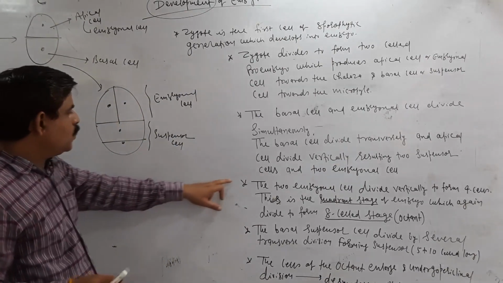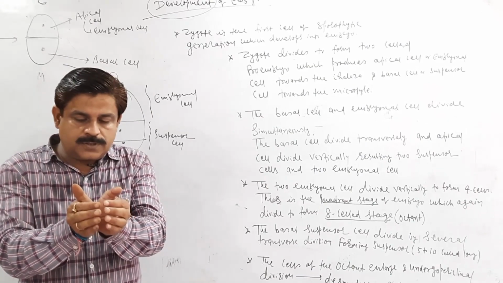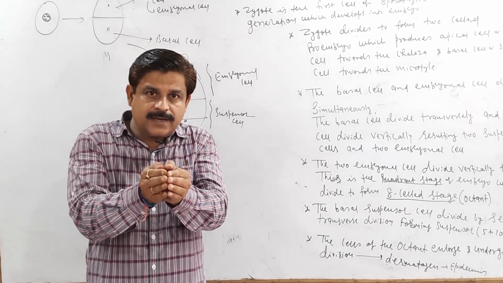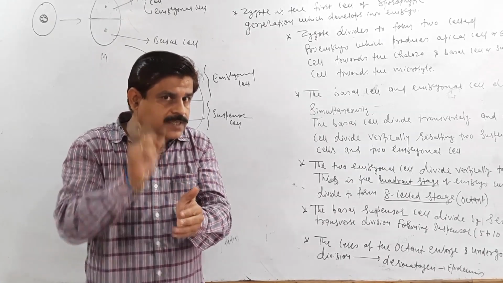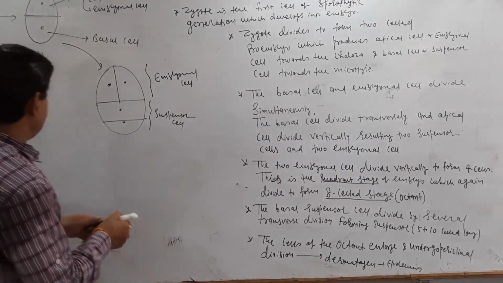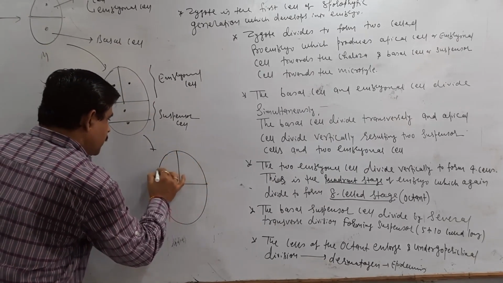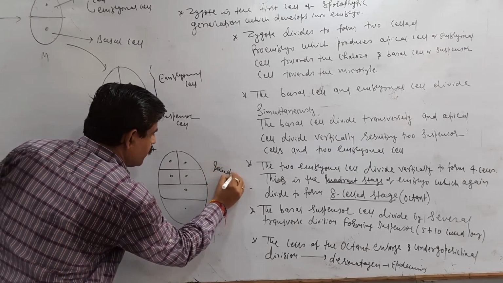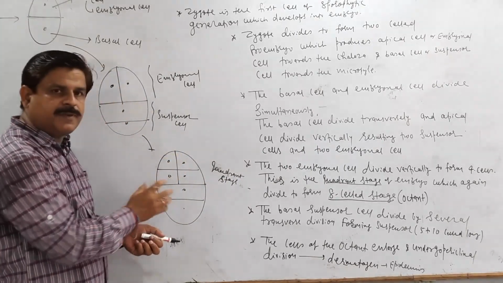Now these two embryonal cells divide vertically. Suppose the first division is vertical, it results in two cells. Again the division is vertical, at right angle to the first, it will form four cells. So the two embryonal cells divide vertically to form four cells. This is the quadrant stage. This is only a representation; the cells do not look like this. I am representing the four cells here.